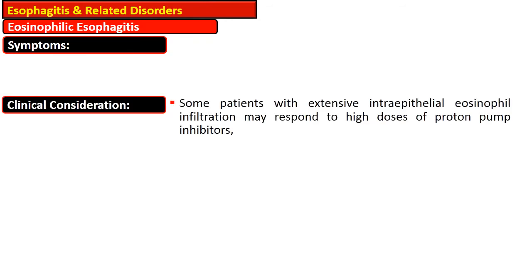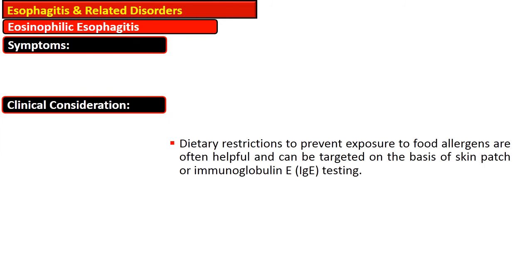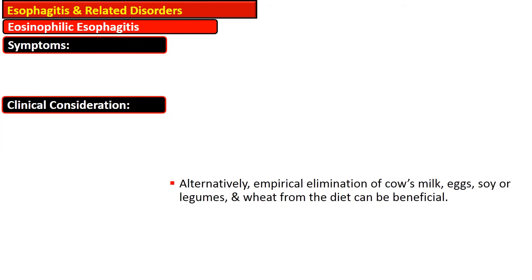Some patients with extensive intraepithelial eosinophilic infiltration may respond to high doses of PPIs, and dietary restriction is applied to prevent exposure to food allergens. It is often helpful and can be targeted on the basis of skin patch or immunoglobulin E testing. Alternatively, elimination of cow's milk, eggs, soy, legumes, and wheat from the diet is beneficial.